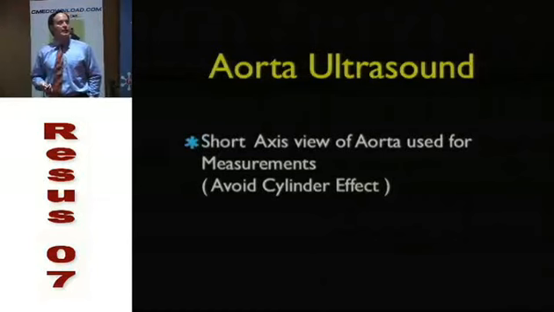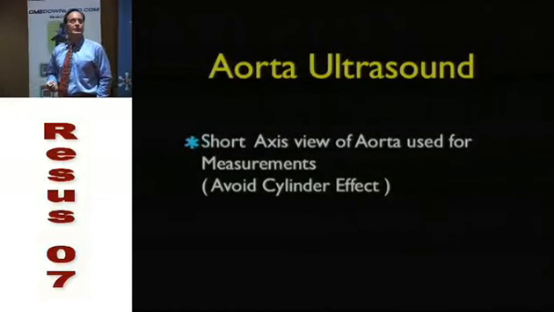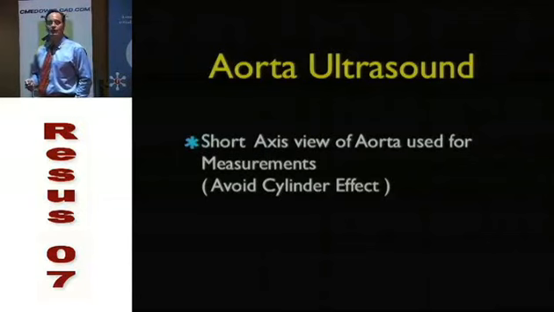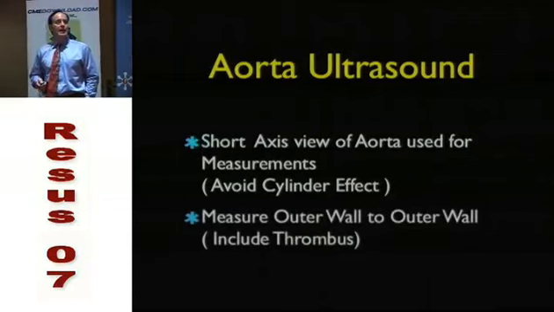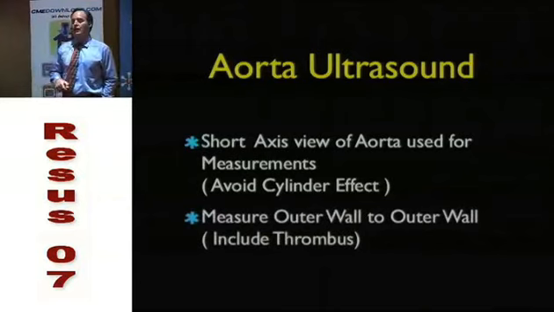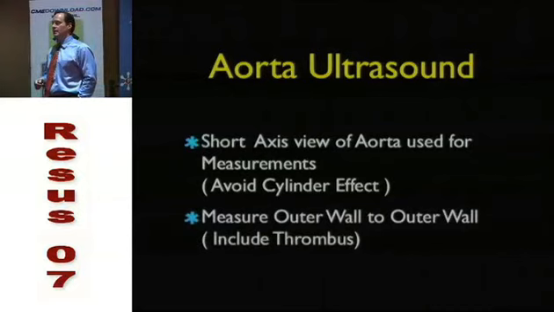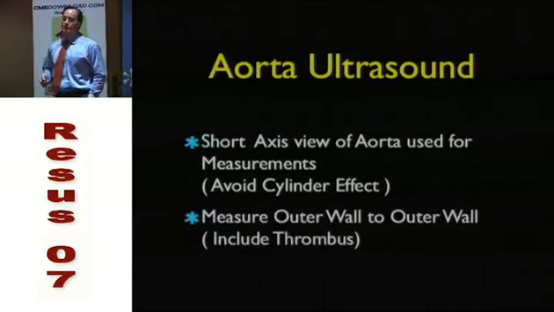Okay, in terms of measuring the aorta, generally we want to measure in short axis, and I'm going to talk in just another slide about the cylinder effect and how in long axis we can underestimate. And a very important thing here is you want to measure outer wall to outer wall. You want to include the thrombus in the actual determination of the size of the aorta. And I'm going to show you a slide also that's going to show that.